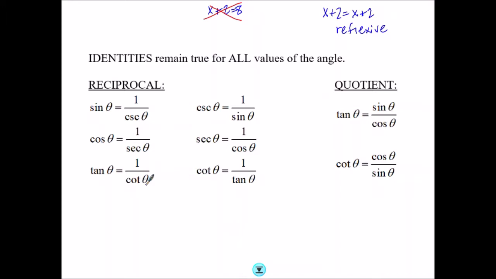The quotient identities we've looked at sort of. The first one, tangent of theta equals sine theta over cosine theta, we've looked at but in a different way. We've said that sine of theta is y, cosine of theta is x. And we've already talked about the fact that tangent of theta is equal to y divided by x. So this is just another way of writing what we've already discussed. Since we know that cotangent is the reciprocal of tangent, then we know that cotangent of theta is equal to cosine theta over sine theta, or x over y.